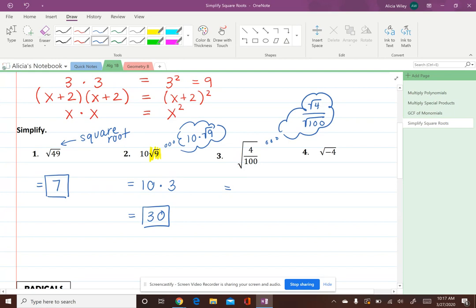So thinking about it that way, I know that the square root of 4 is, what do you multiply by itself to get 4? Well, that's 2. And then what do you multiply by itself to get 100? Well, that's 10. So you get 2 over 10. Make sure any answer that you get is completely reduced. This can be reduced by 2 on both the numerator and the denominator, so I get 1/5.